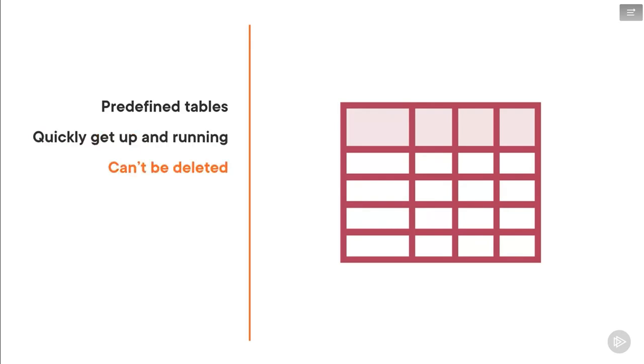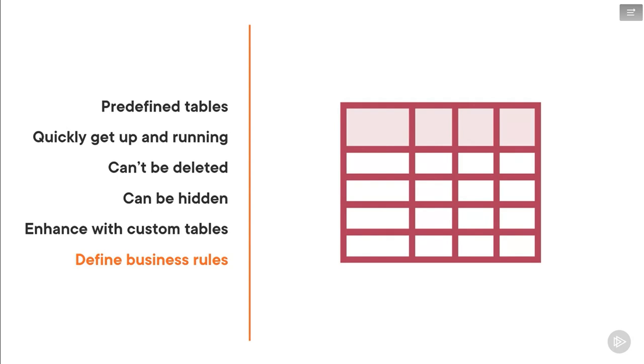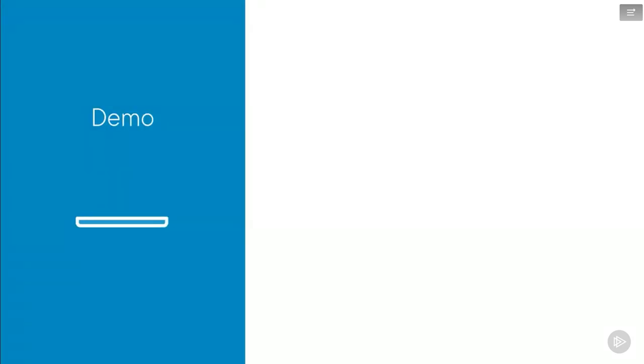These standard tables can't be deleted, but you can hide them in your data model. However, there are certain scenarios when using standard tables is not enough, and you need to enhance your data model with custom tables to address specific business needs. Power Apps enables you to define a whole set of different business rules to your custom table. For example, you can set the column values or validate the data and show error messages.